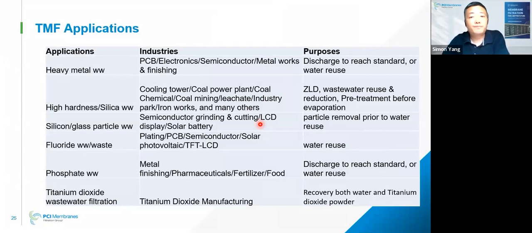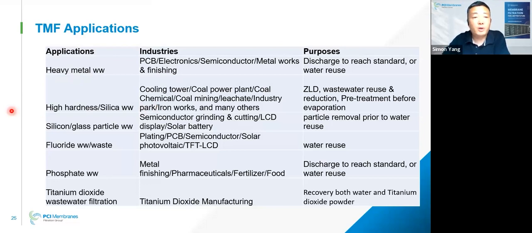Here's a list. We list several typical applications. You can see in this table. Initially, and still being widely applied, heavy metal wastewater from various industrial fields such as PCB, electronics, metalworks, auto industry, and wastewater is normally treated for discharge per standard, but in recent years, more and more treat and reuse systems have been built.